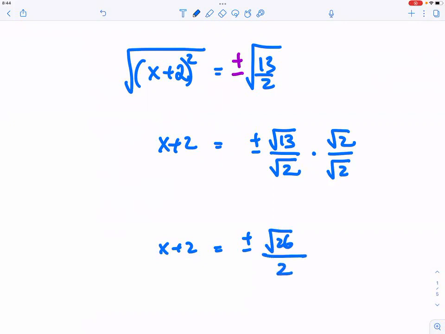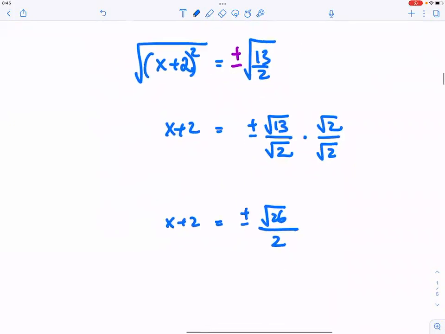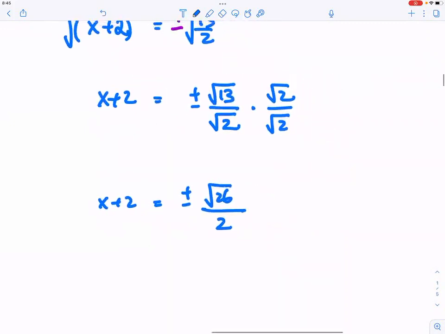So the square root of 13 times the square root of 2 is the square root of 26. If they have the same root, the numbers underneath can multiply together. And then the square root of 2 times the square root of 2 will give us 2, because that is the same thing as the square root of 2 squared, and the square and the root cancel each other out. And then one final step is to get the plus 2 away.